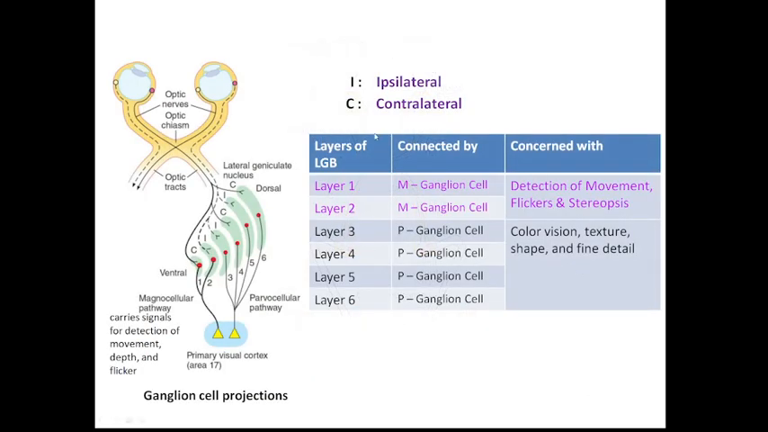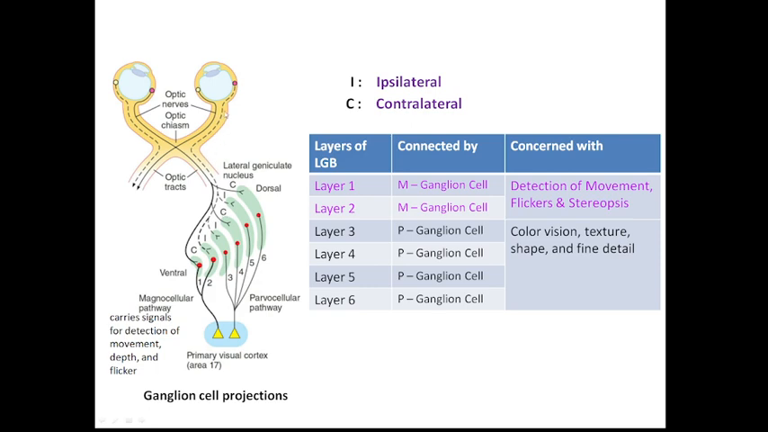Now let us see some peculiarities of the distribution of the nerve fibers at the level of the lateral geniculate body. Look at this. The lateral geniculate body itself consists of six layers: first, second, third, fourth, fifth, and sixth. Among these, they are getting different types of connections.